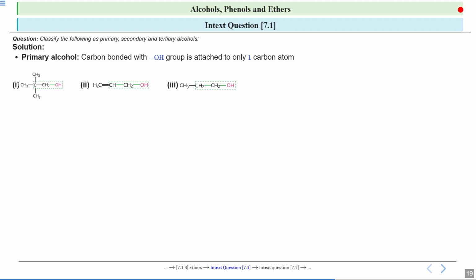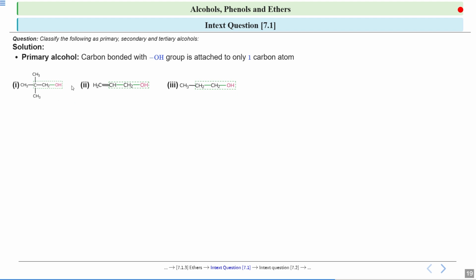So the first molecule is CH3, CH3, CH3, CH2OH. If you observe, the hydroxyl group is attached to this carbon, which is bonded to only one other carbon. These three methyl groups are attached to that carbon, not this carbon. So this carbon is attached to two hydrogens and one carbon. That's why we call this alcohol primary. So the alcohol in the first part is a primary alcohol.